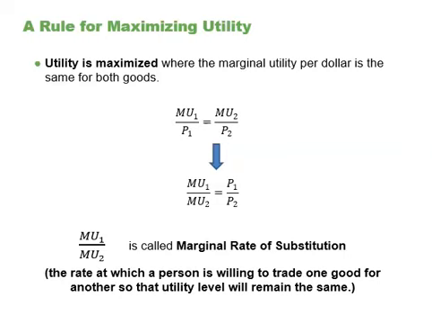It is the rate at which a person is willing to trade one good for another so that utility level will remain the same. Please keep in mind that along the budget constraint, the total price of the two goods remains the same, so the ratio of the prices does not change. However, the marginal utility of the two goods changes with the quantities consumed. This discussion of utility began with an assumption that it is possible to place numerical values on utility, which is an assumption that may seem questionable.